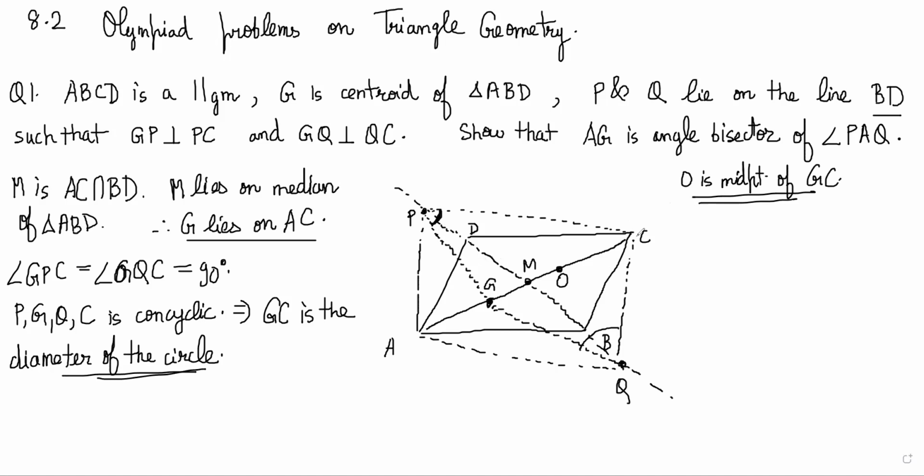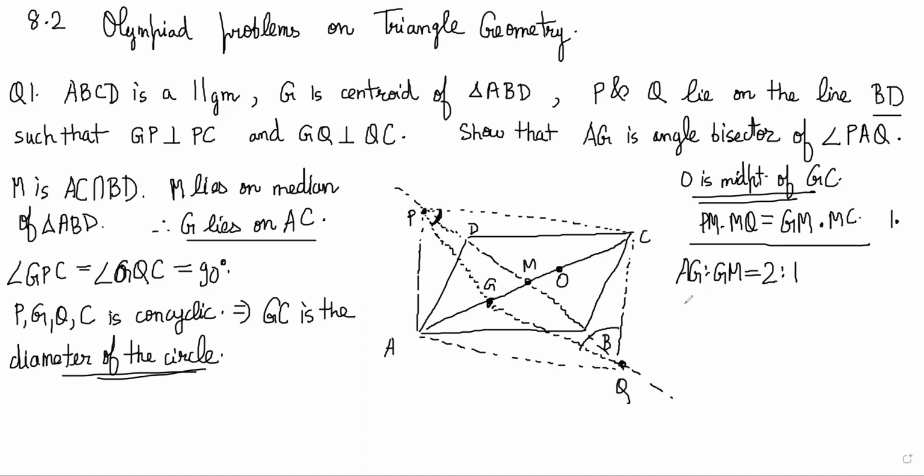Now, by power of point M, M lies on a chord running through the circle circumscribing PGQC, so PM into MQ should be equal to GM into MC. This is by power of a point M. This is the first result that we will use. Now we also know that AG to GM should be 2:1, and we have to find GM to MC.